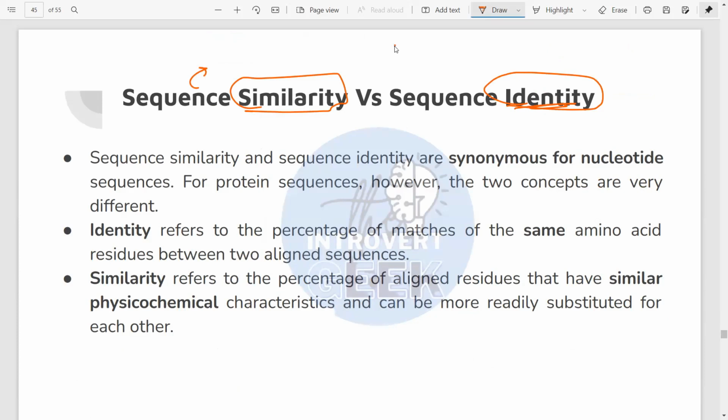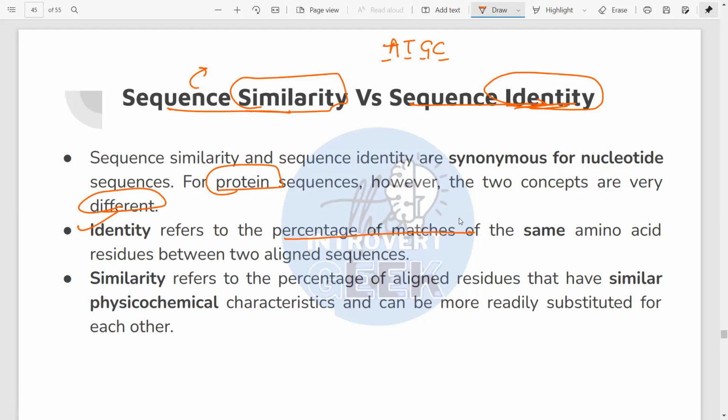Now, for a nucleotide, for DNA, since it has just A, T, G, and C, the sequence similarity and sequence identity are exactly the same, right? But for proteins, they are not synonymous, they are different. For protein, identity refers to the matches, the percentage of matches of the same amino acid.